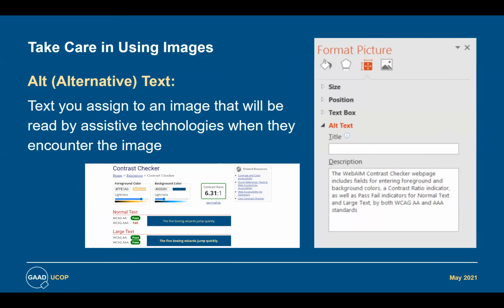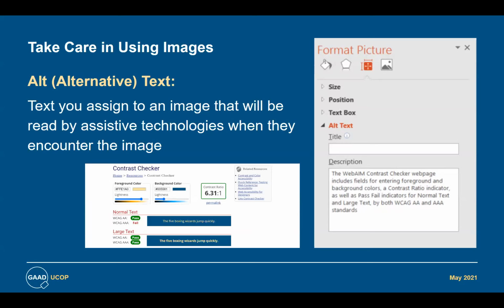I'll read it to you. The WebAIM contrast checker web page includes fields for entering foreground and background colors, a contrast ratio indicator, as well as pass-fail indicators for normal text and large text by both WCAG AA and AAA standards.